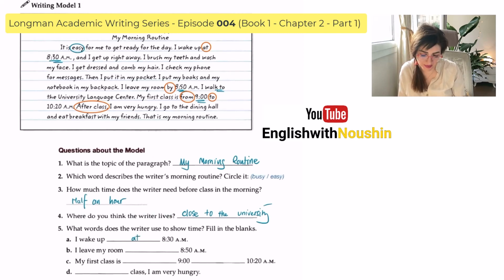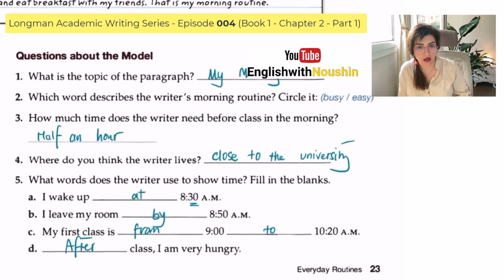So we know when we're talking about time, we use at. I leave my room by. Now, what's the difference? Here we've got at 8:30. For B, we've got by 8:50. At 8:30 means exactly at that time. By 8:50 means before that time. So it could be 8:40, 8:45, 8:49, anytime before 8:50. My first class is, then we have from. This is your starting point. And to is your ending. And after class, I'm very hungry. Good. So we learned some stuff here.